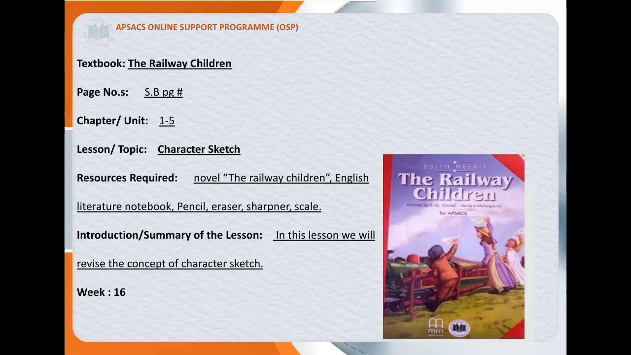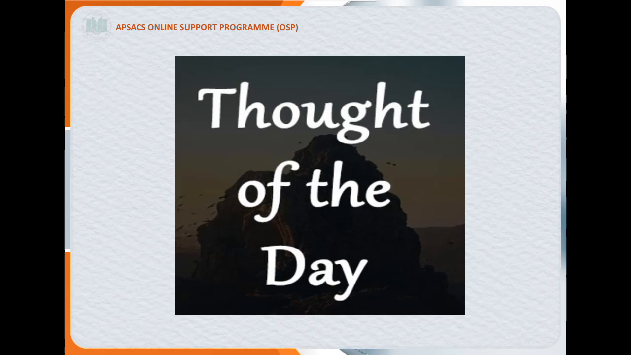Our textbook is The Railway Children. Our unit number is 1 to 5. Topic is Character Sketch. Resources required: novel The Railway Children, English Literature notebook, pencil, eraser, sharpener and scale. Introduction of the lesson. In this lesson, we will revise the concept of character sketch.